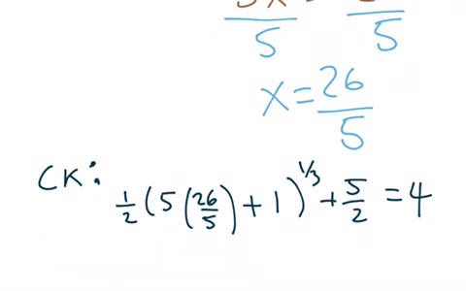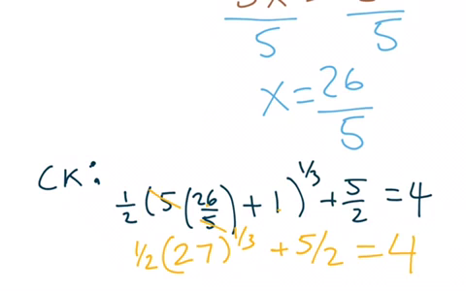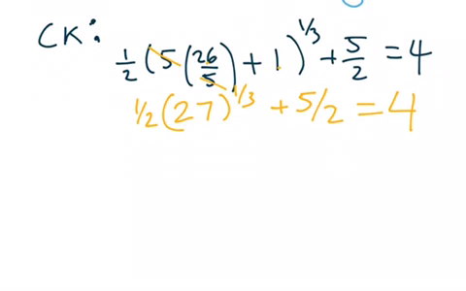Let's find out. So 5 divided by 5 will cancel out. This leaves me with 26 plus 1, which is 27 to the 1/3. I have a 1/2 on the outside plus 5 over 2. Hopefully it is 4. Let's find out. What's the cube root of 27? That's 3, because 3 times 3 times 3 is 27.